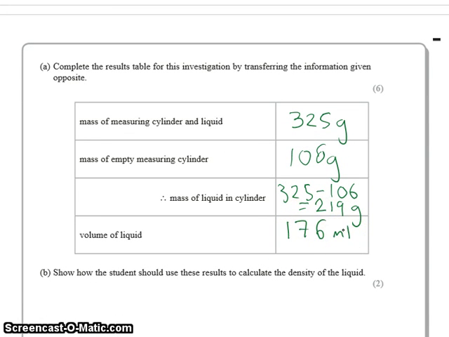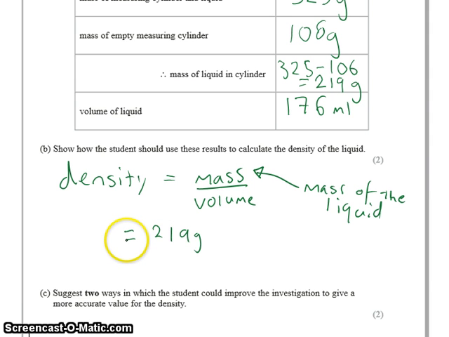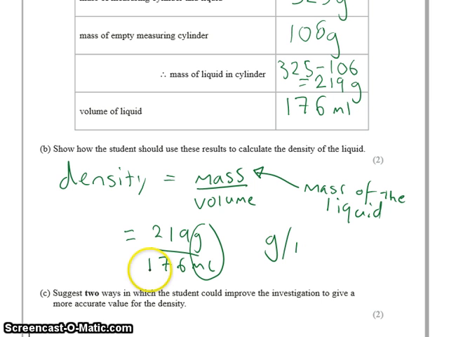And then next part, show how the student could use these results to calculate the density of the liquid. We're using this equation here where density is mass over volume. What we've got to be clear of though is that what we're putting in here is the mass of the liquid. Now if you were to actually do the sum, then we'd be doing 219 grams divided by 176 milliliters. You can see here that your units are going to come out as grams per milliliter.